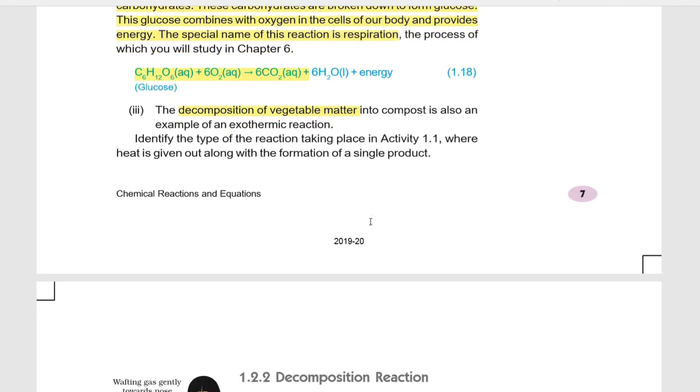And other examples of exothermic reactions are decomposition of vegetable matter. You know, in villages they will be using manure which is made from decomposition of vegetable matter. This is because a lot of energy is liberated. Nutrient substances are formed while decomposition.